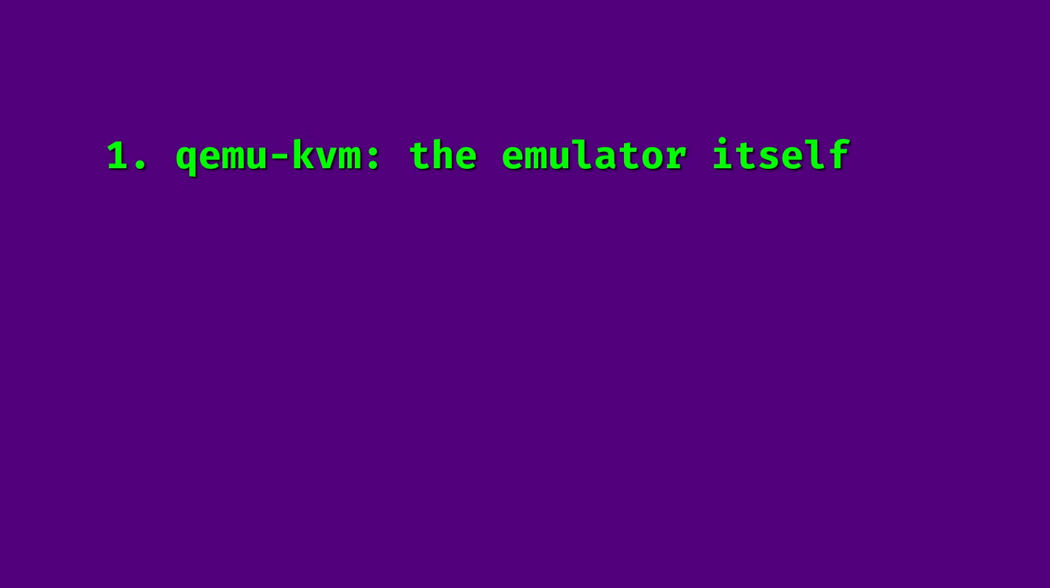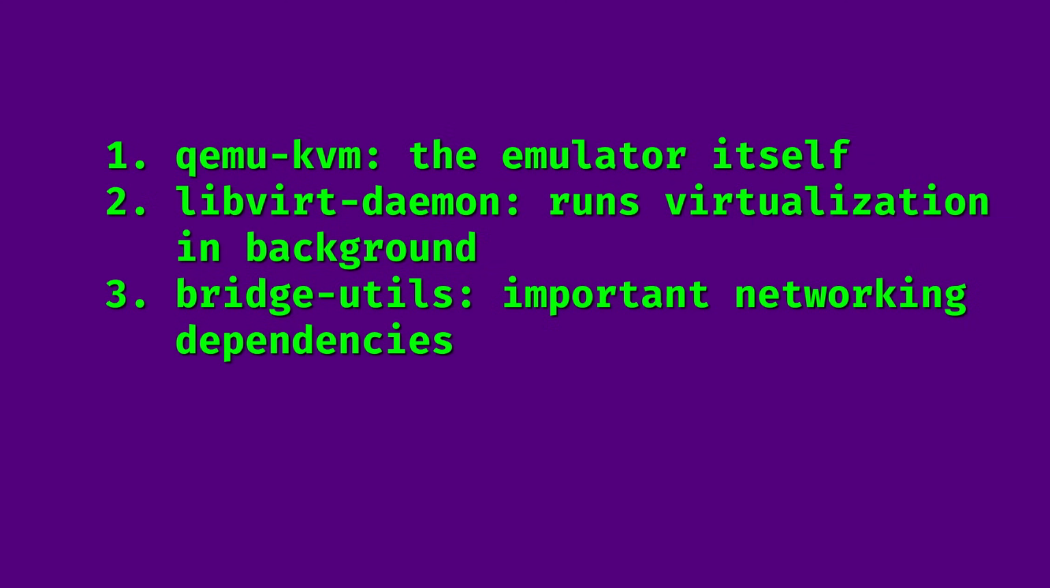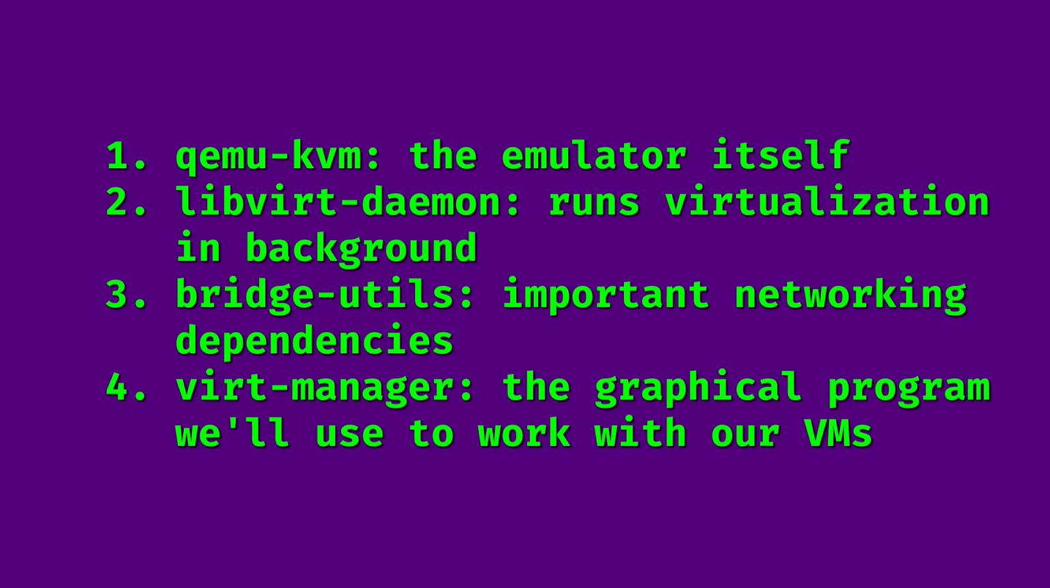QEMU is the emulator itself, and the QEMU KVM package installs the main bits your operating system will need. Libvirt-daemon is very important. A daemon is a program that runs something in the background, so the libvirt-daemon is the program that runs virtualization in the background. Bridge utils is vital for networking your VM to the rest of your network, which may come up in your install. And virt-manager is a graphical program we'll use to manage the whole thing.